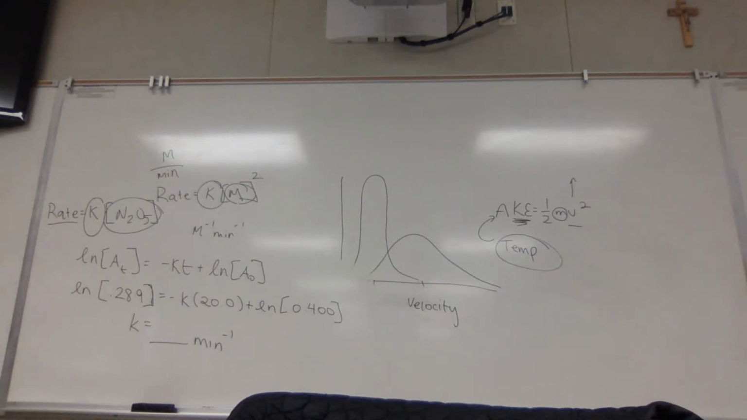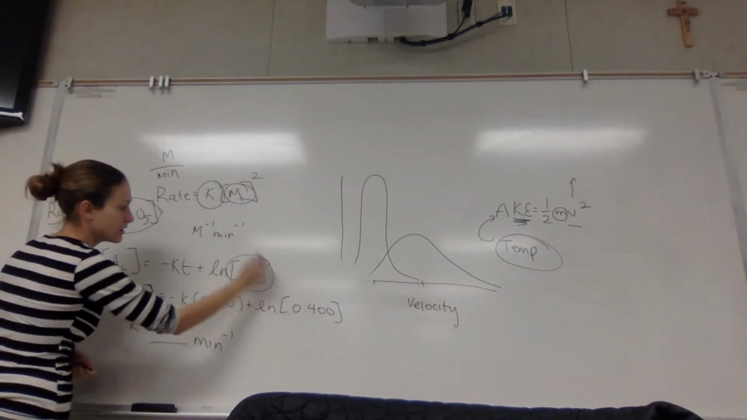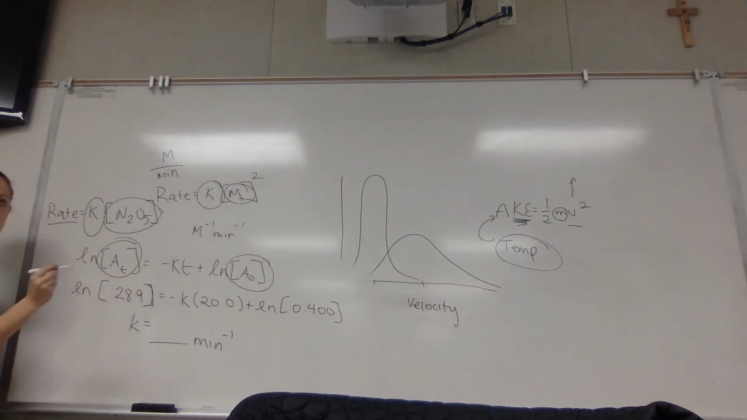And then half-life is super nice because it gives us 0.693 divided by k. Or you could plug in 0.4 here and 0.2 here, and it'll still give you the same as 0.693 divided by k.